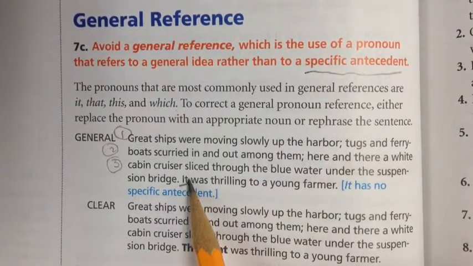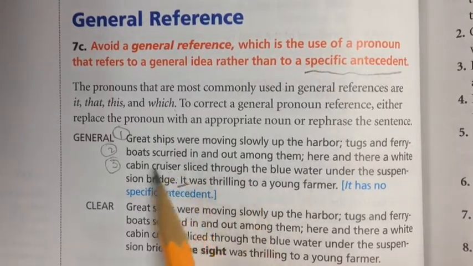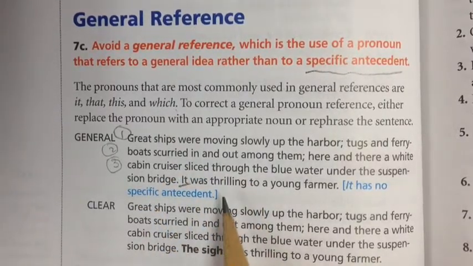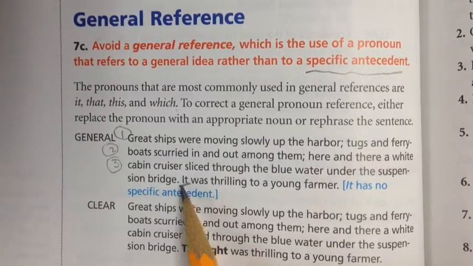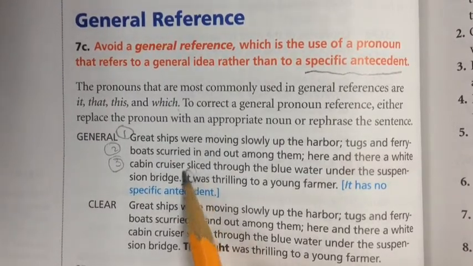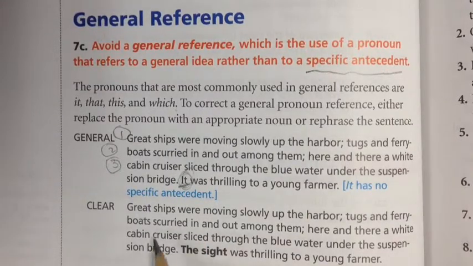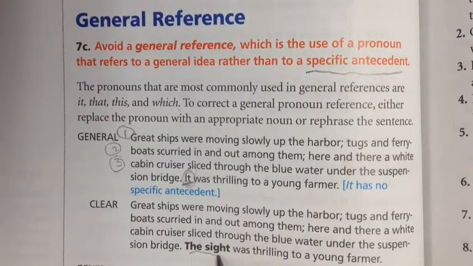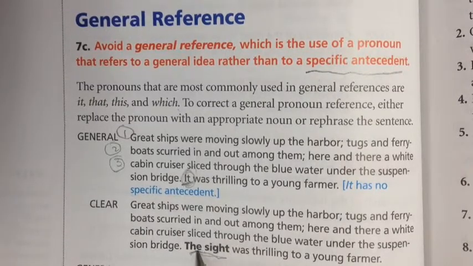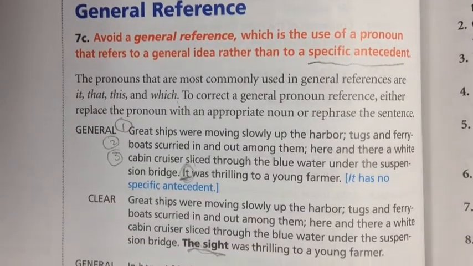Well, it goes to the great ships doing this, and the tugs doing that, and the boats doing that, and the cabin cruiser doing this. It can't do that much work. You're putting too much burden on the word it. It can't do it. Here's a clearer one. You keep it all the same, except instead of saying it, you say the site. You give it a name. See, now you have a noun here. Now we have something that is fine.